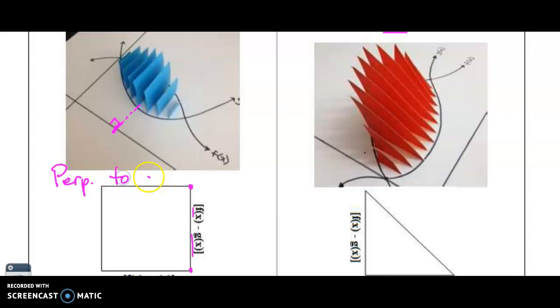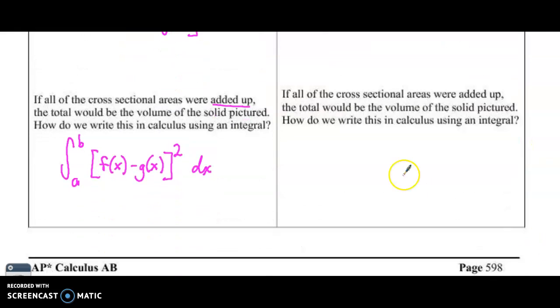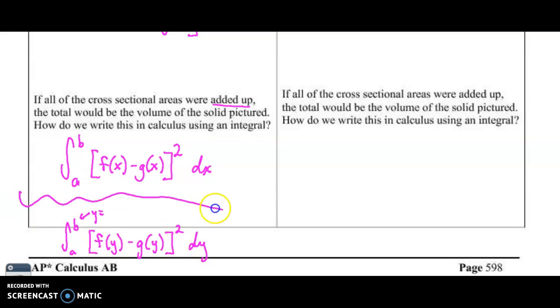Perpendicular to the x-axis. So what would be the difference if it was perpendicular to the y-axis? Well, everything would be in terms of y. I still don't know the upper and lower bound, a to b, but these would be in terms of y instead of in terms of x. So like x equals a, x equals b, up here this would be y equals a, y equals b. And then you would just have everything in terms of y, f of y minus g of y, squared dy. And it's very similar to the way we did the disk or washer method.